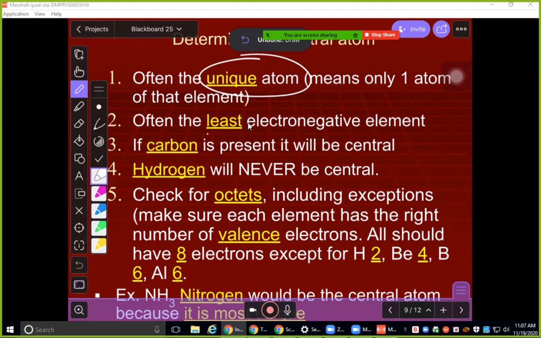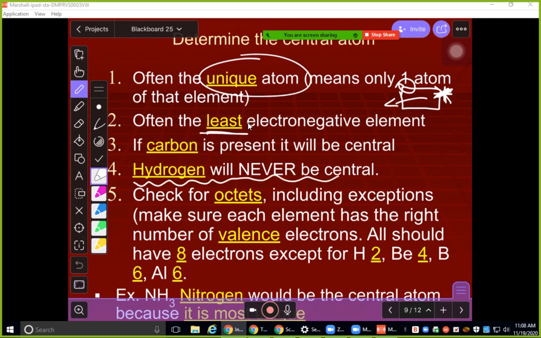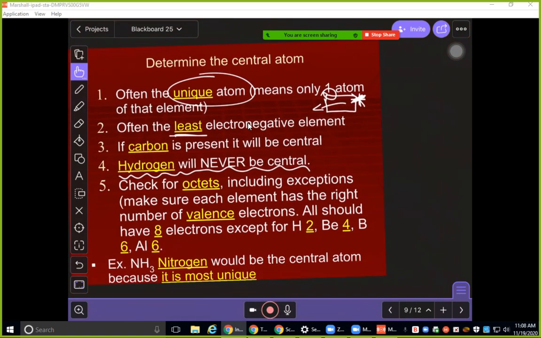Often the least electronegative. So remember, on your periodic table, when we did your periodic trends, most electronegative was over here on this corner. Okay? So you want anything that's further away from here to be your central atom, with the exception of hydrogen, because number 4 says hydrogen will never be central.